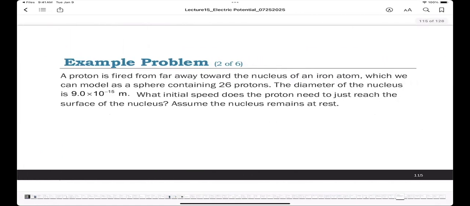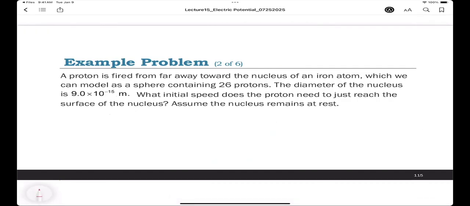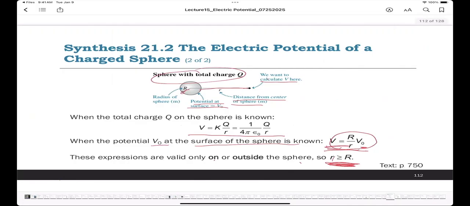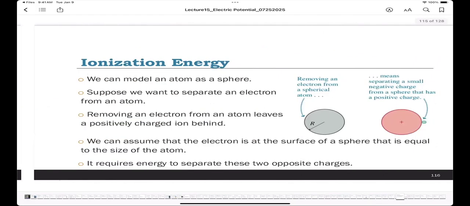And also there are some example problems. A proton is fired from far away towards the nucleus of an iron atom, which we can model as a sphere containing 26 protons. The diagram is this one. What initial speed does the proton need to just reach the surface? Assume the nucleus remains at rest. Actually, you just need to use these equations to calculate it. I will not list it here, you can do it by yourself.